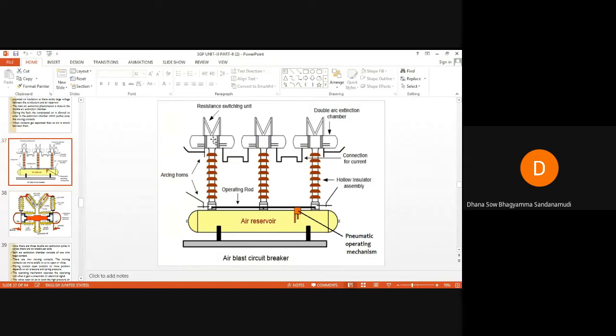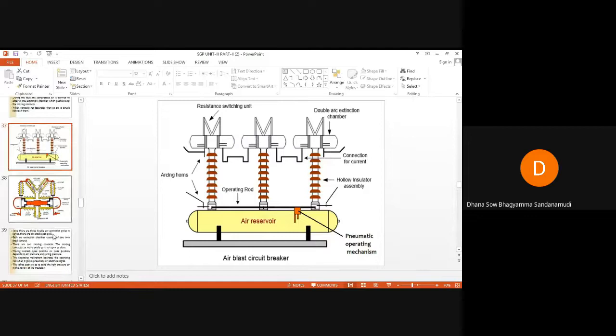So the arcing chamber is connected to the air reservoir through a valve. Here the valve will be there. That's what I am talking about.